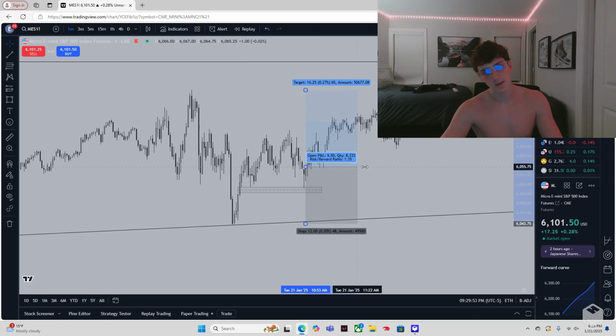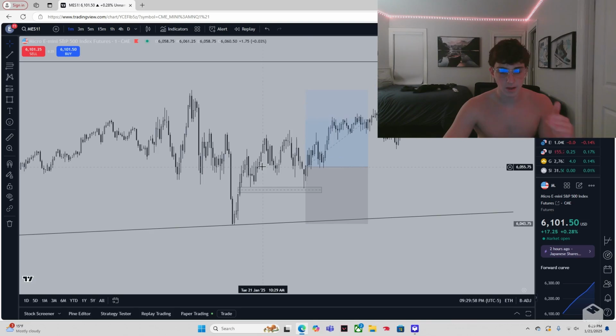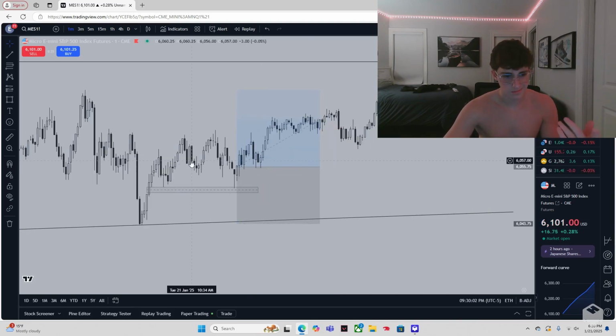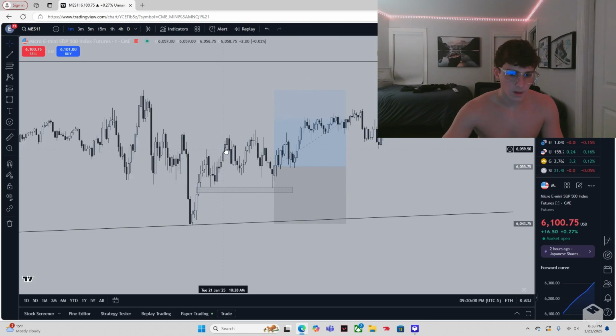Reason I didn't take it is because it was getting really late into market open. Don't like to trade at 11 a.m. And also, this is chop work. I mean, we were indecisive. We didn't know exactly where we wanted to go. So it wasn't clear structure to me. I didn't take it. I wasn't confident in it.